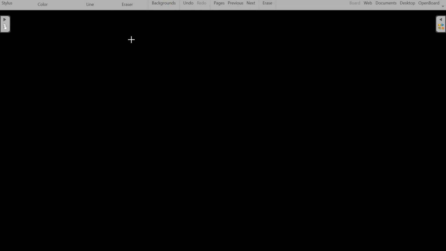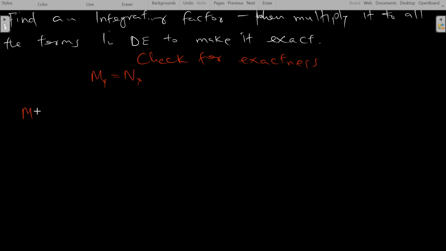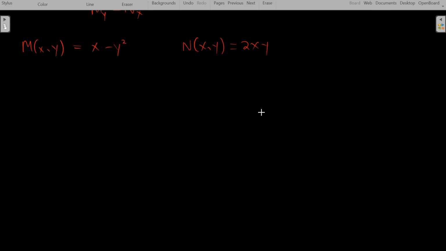M of x, y equals x minus y squared, and N of x, y equals 2xy. So let's check for exactness. First, the derivative of M with respect to y. Where there is a y, let's treat the x term as a constant. So if we differentiate this x term, we should get 0. If we differentiate this, we should get negative 2y.